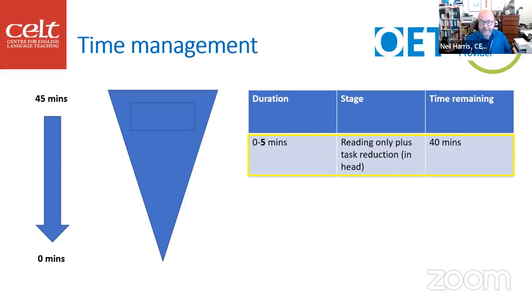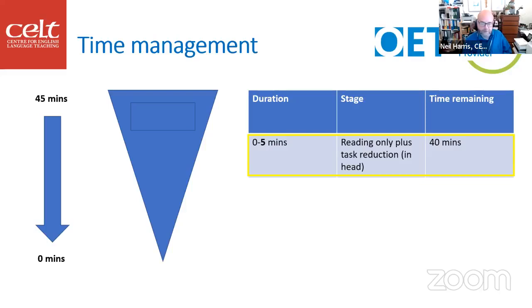If you're doing the test paper-based, the invigilators will be making sure that you are not picking up your pencil, because you can't touch the case notes other than to read them and think about the information. Whereas on the computer-based and OET at home versions of the test, you won't be able to type anything or highlight anything until the end of those 5 minutes.